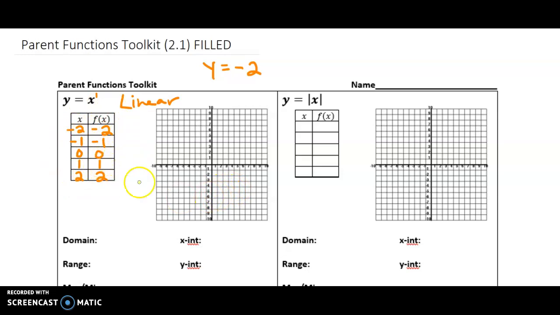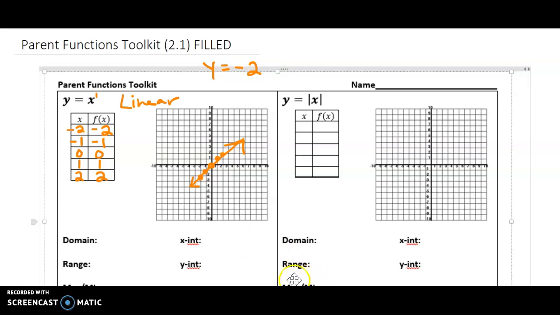Now that I have my table filled out, I can actually go ahead and plot these points. So -2 on the x, -2 on y, -1, -1, 0, 0, 1, 1, and 2, 2. And we can see when we connect our dots that that is how a line is formed. Excellent. We know this. Let's go ahead and try another function that we're actually kind of familiar with based on what we've been learning so far.